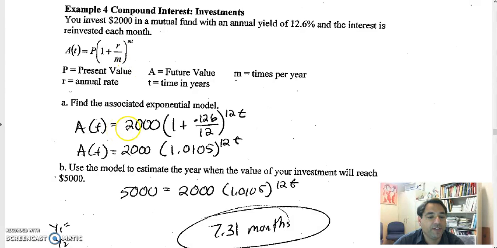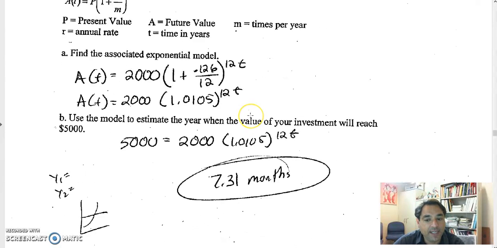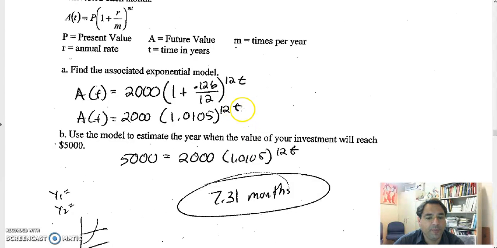So your account, to figure that out, would be 2,000 times 1 plus the rate of 0.126 divided by 12 times a year, raised to the 12t. T we don't know yet. Then, if I want to know how many years have gone by, you plug in for t.